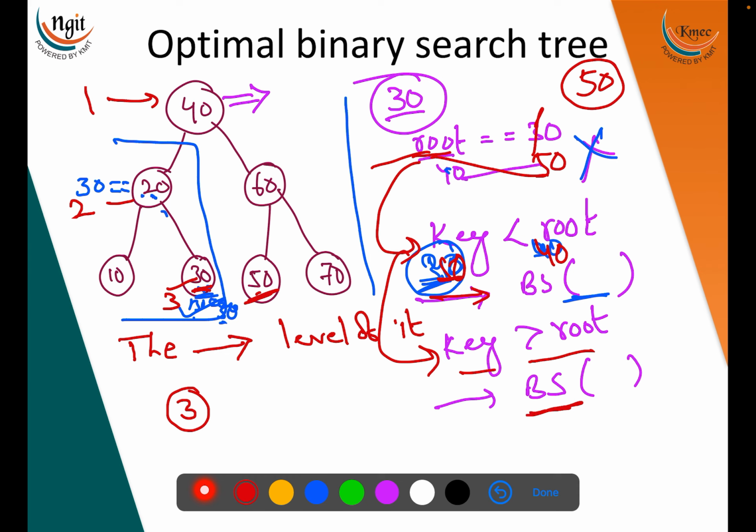So how many comparisons this time? 1 and 2 and 3. So for this 50 also the maximum number of comparisons is 3. If you take any element, the maximum number of comparisons is 3.